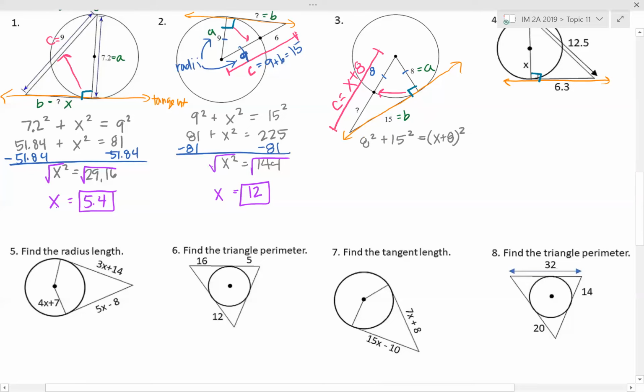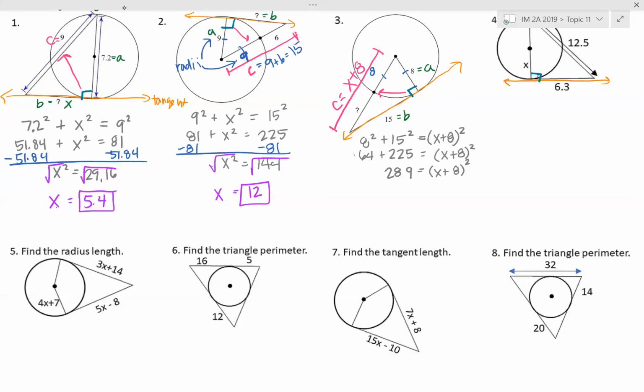So what's going to end up happening is that the order of our operations are going to change a little bit because that variable is stuck inside the radical. So I still need to simplify this side that only has numbers. So 8 squared is 64 plus 15 squared is 225. And that's going to be equal to x plus 8 squared. So if I simplify that, 225 plus 64 is 289.